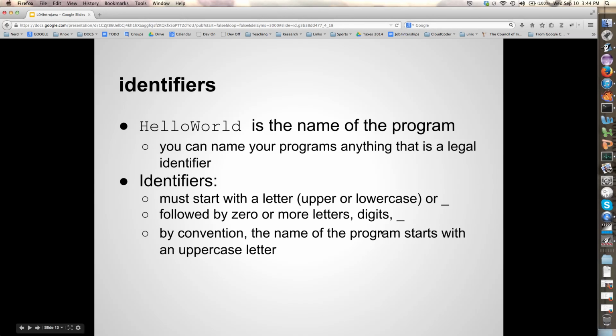And by convention, the name of the program starts with an uppercase letter, whereas the names of variables and functions, by convention, start with lowercase letters. Now, when I say by convention, I mean if you write code not following these conventions, people are going to look at it and be like, what the heck are you doing here? I know that's legal, but it just looks weird. So these are conventions that virtually all programmers you come across are going to follow.